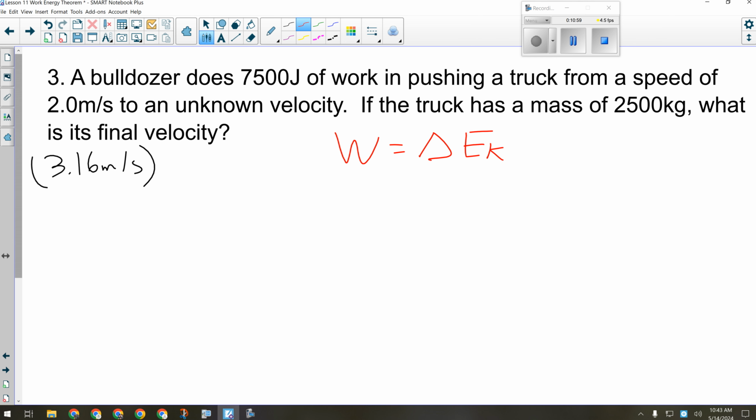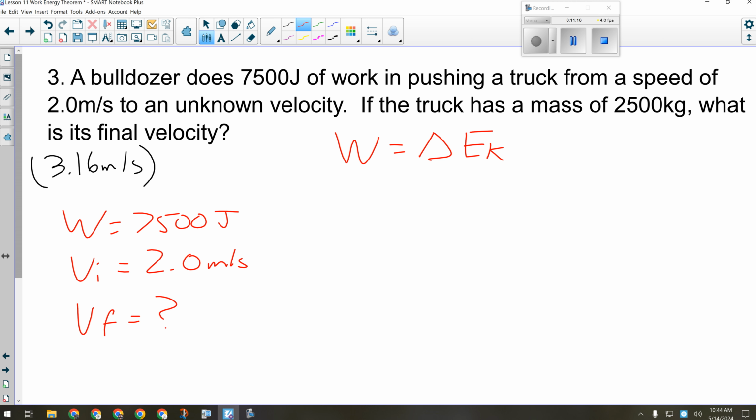The things we know: the work. That's nice. Don't count on getting that all the time. 7,500 joules saves us a step. And it's pushing the truck from an initial velocity of 2.0 meters per second to an unknown velocity. And the mass is 2,500 kilograms. Sorry, I got messy. Kilograms. Everyone with me so far?